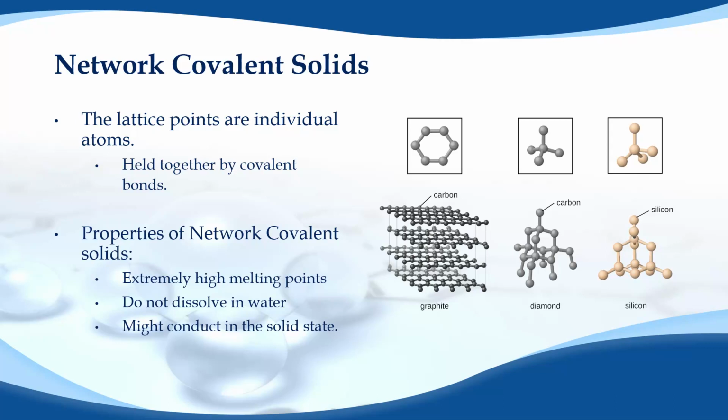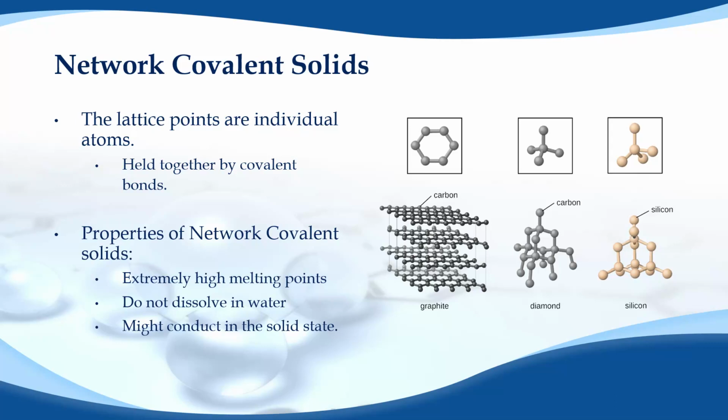And as far as conductivity goes, some of them, like for example graphite and silicon, can conduct a little bit in the solid state. They're what are called semiconductors, but most network covalent solids generally don't conduct in the solid state. So if it's a semiconductor, it's probably network covalent, but not every network covalent will conduct electricity as a solid. And again, you don't have to worry about them dissolving in water, so there's no aqueous conductivity for these either.